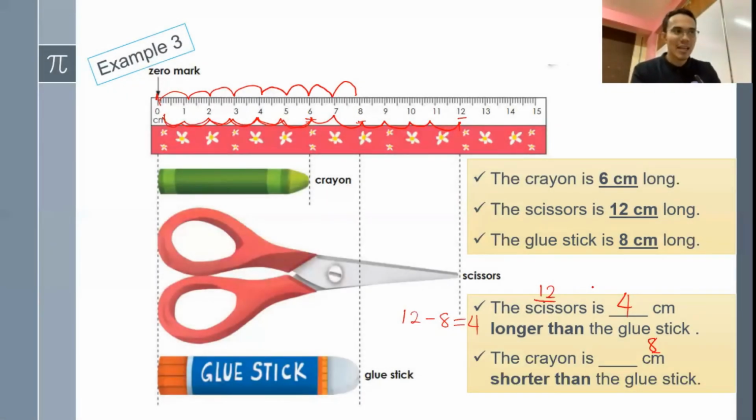Let's have another one. The crayon is blank centimeters shorter than the glue stick. There's a term "shorter than," it means we are comparing. We are comparing what? The length of a crayon and the length of the glue stick. The length of the crayon is 6. The length of the glue stick is 8. And since we are comparing, we are going to get the difference of these numbers. And to get the difference, we are going to subtract the numbers. And the numbers we're going to subtract are 8 and 6. 8 minus 6 is 2. Therefore, the crayon is 2 centimeters shorter than the glue stick.